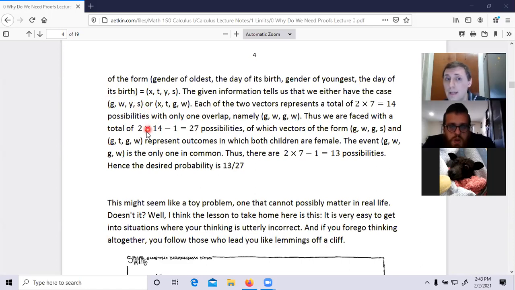So that's why I need to take 2 times 14 and subtract 1. Because 2 times 14 I count here, and here I counted the same universe twice. One universe was counted more than once.